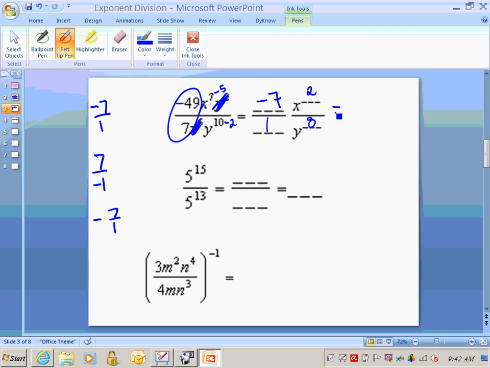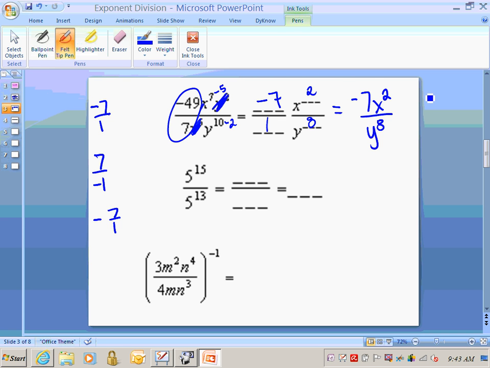So our answer is just going to be, you really don't have to put the 1 on the bottom. I could have negative 7x squared over y to the 8th. Because if it's a 1, unless that's the only thing on top, you don't have to write the 1. Right? Unless it's a fraction, and it's on the top, and that's the only thing.